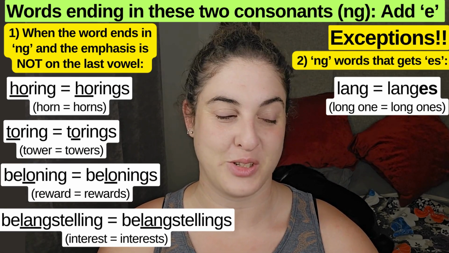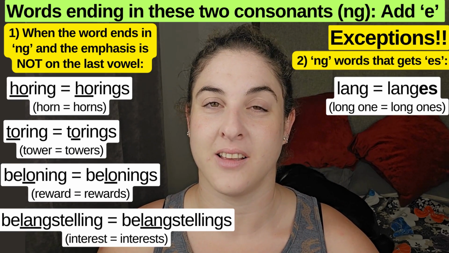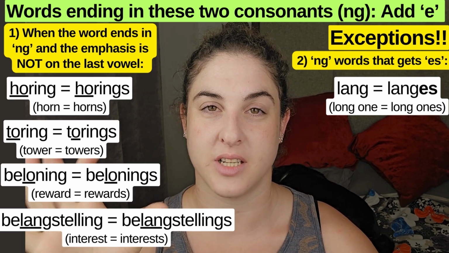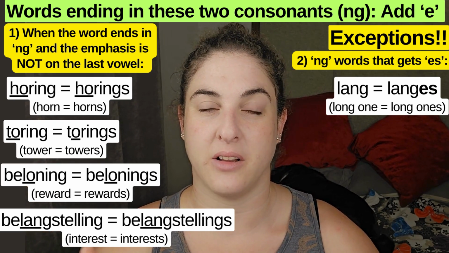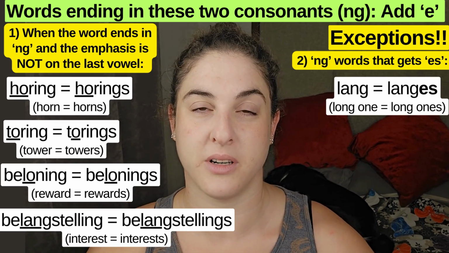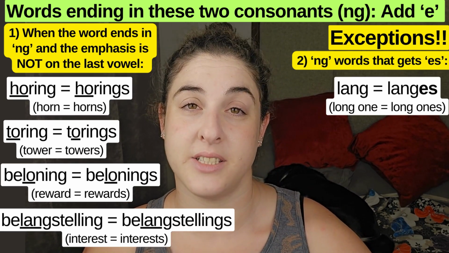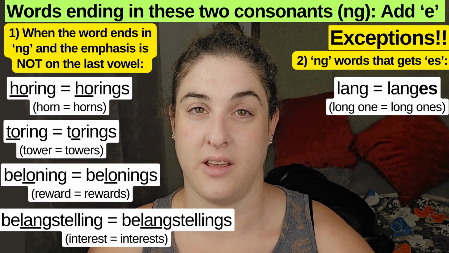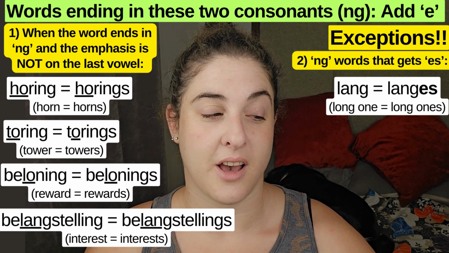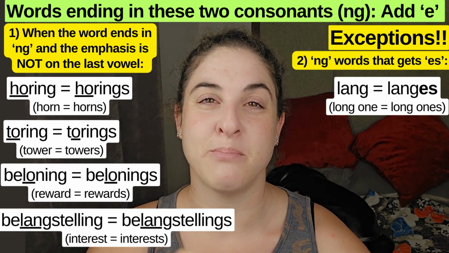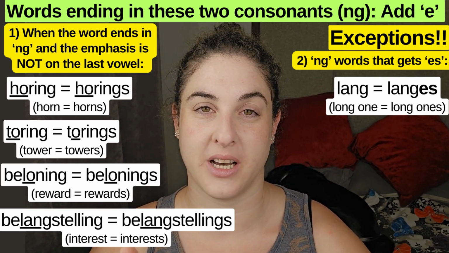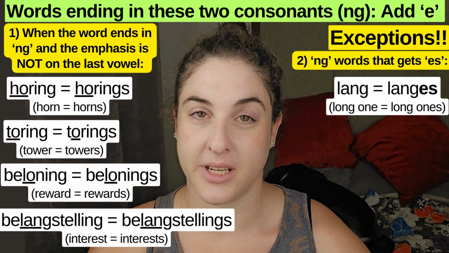Here we go. So words ending in ng, but the emphasis is not on the last syllable that contains a vowel and ng. The emphasis is instead on some other part of the word. Then it does not get an e, but it gets an s. So I might look at this in the next plural video as well, but learn these.